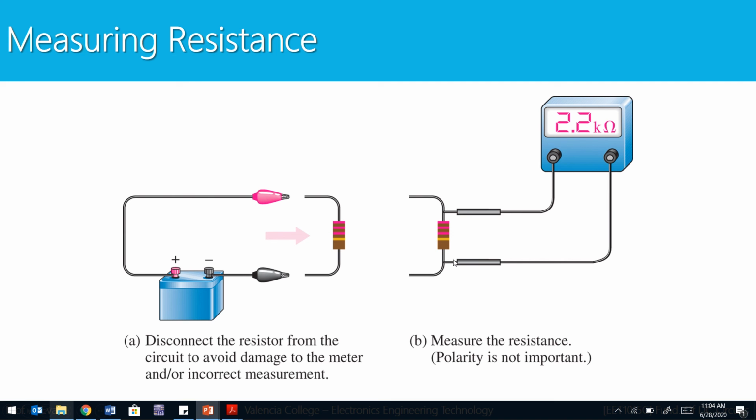And polarity is not important here. It doesn't matter whether you have the red or the black on top or bottom. You're going to get the same measurement. That's not the case for current and voltage. Polarity does matter. We'll talk more about that as the semester goes on.